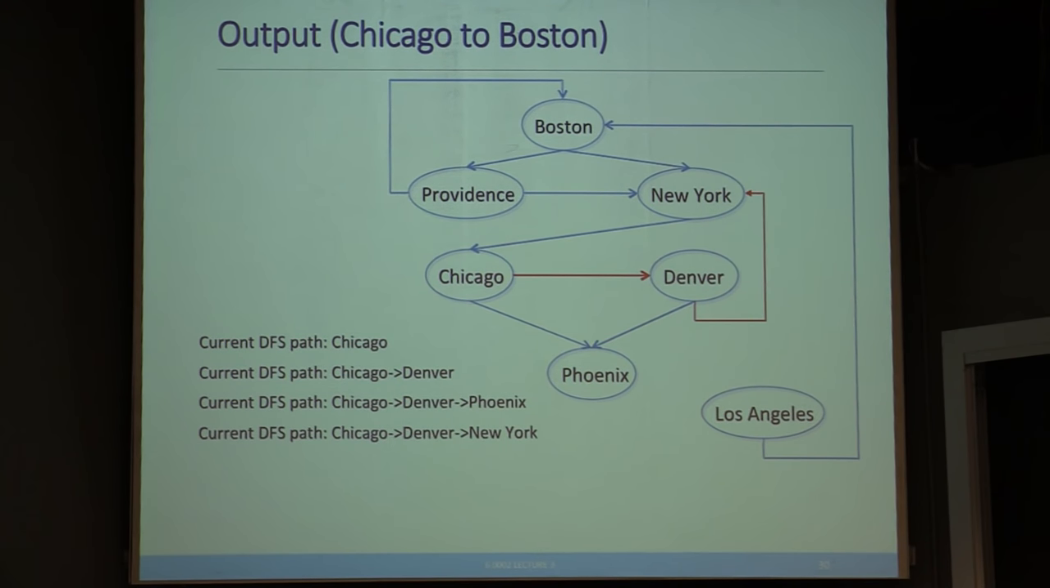From New York, I'd like to go to Chicago, but oh, that's nice, because remember that first check, it says, is Chicago already in the path? It is. I don't want to loop, because otherwise, I'm simply going to go around and around and around here, and it may be good for frequent flyer miles, but it's not a great way to get to where you're trying to go. So I break out of it, and now what else do I have left?